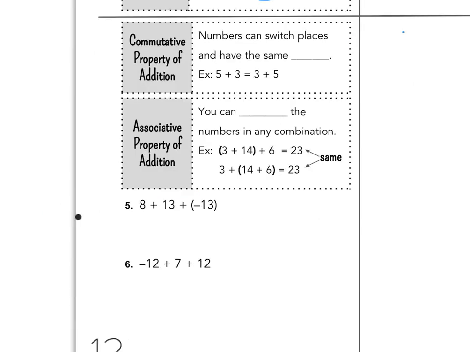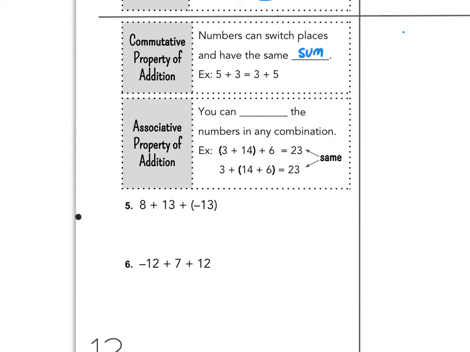Okay, so now we're going to look at the lower left side of your notes, and we're going to talk about 2 properties. The first property is the commutative property of addition, and that property says that numbers can switch places and have the same sum. So you knew that, but you probably didn't know there was a word for a property, or you may have forgotten. So here we have 5 plus 3 is the same thing as 3 plus 5. So that's a math law. You can do that, change the order, you get the same answer.